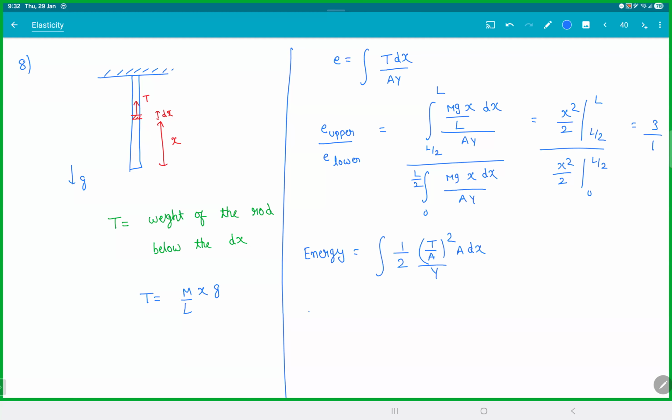If you see, everything cancels off. Half will cancel, A will cancel, Y will cancel. You'll actually be left with the integral of x square dx from L by 2 to L. This is how you can skip steps in the exam. There's no need to put each and everything. You can see and understand everything else will cancel out as constant. 7:1.